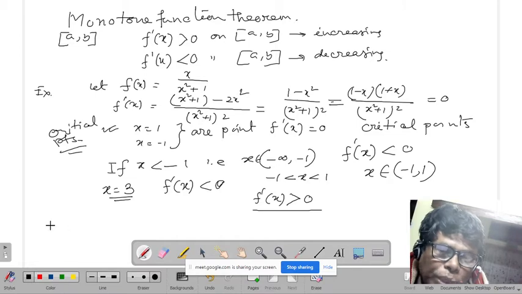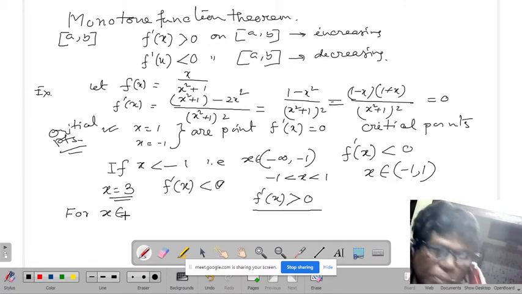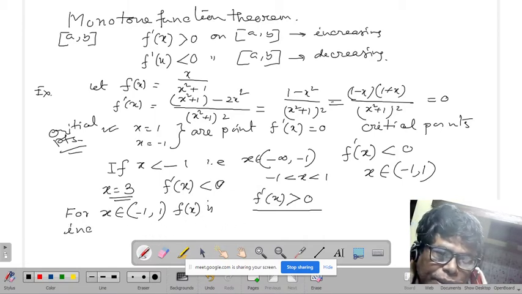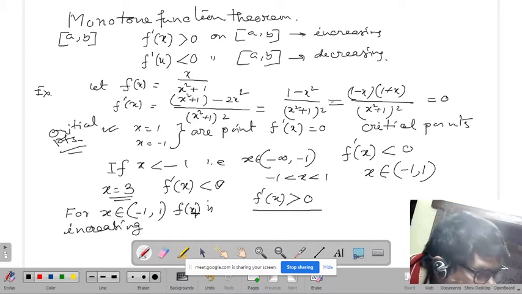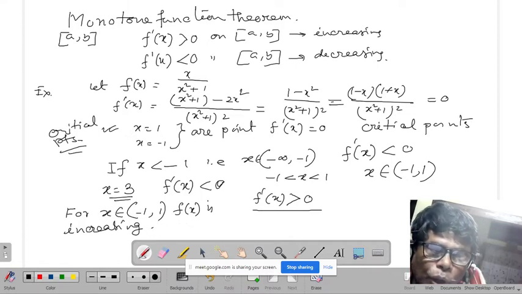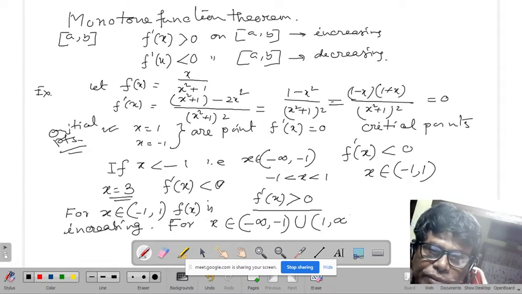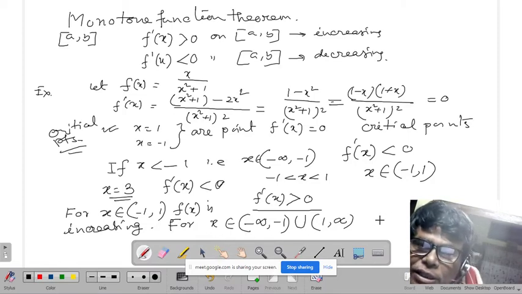So what we can conclude here is that for x lying between minus 1 and 1, f x is increasing, and for x lying in the two regions, minus infinity to minus 1 union 1 to infinity, the function is decreasing.